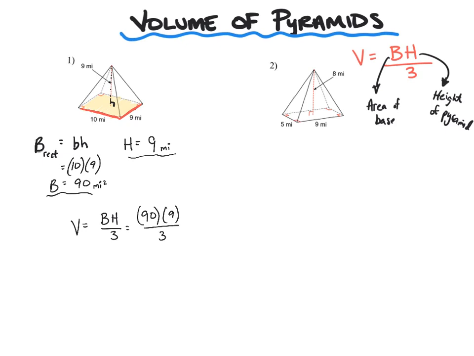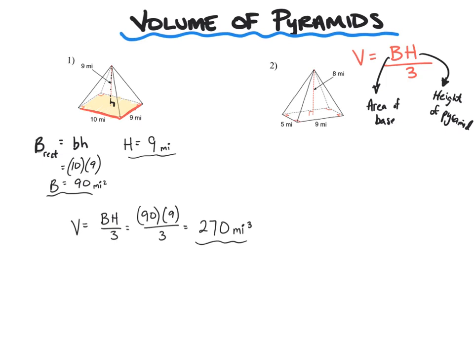My big B is 90, my big H is 9, and I'm going to divide by 3. 90 times 9 is 810, divided by 3 is 270. I don't have a calculator, I used my brain. And the units, because we're talking about volume, is miles cubed. That is a very big pyramid. 270 cubic miles. Holy cow.